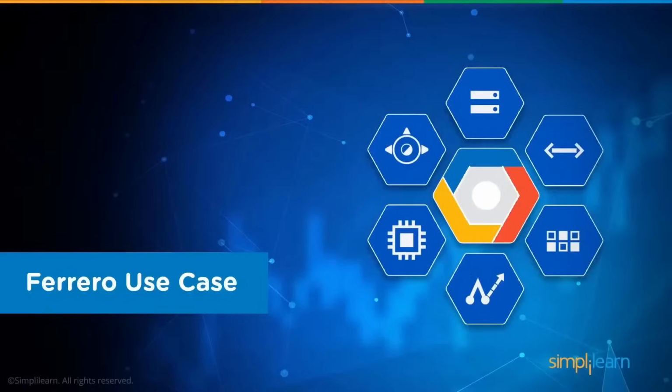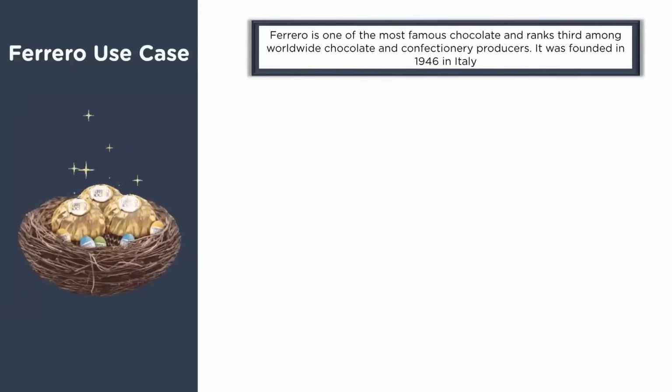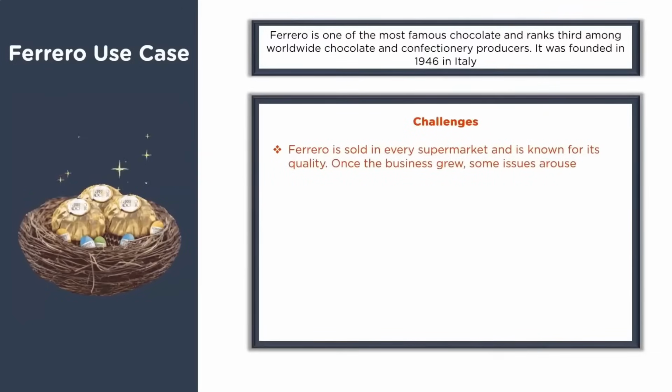Now let's look at the Ferrero use case, and let's also understand what was done here. Ferrero is one of the famous chocolate brands and ranks third among worldwide chocolate and confectionery producers. It was founded in 1946 in Italy. I'm sure you would have seen Ferrero chocolates when you have gone out to buy some chocolates. The challenge here was that Ferrero is sold in every supermarket and is known for its quality. Once the business grew, some issues arose, and that's what happens when the business grows.